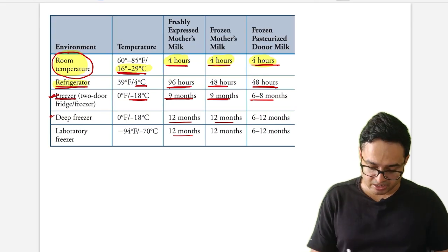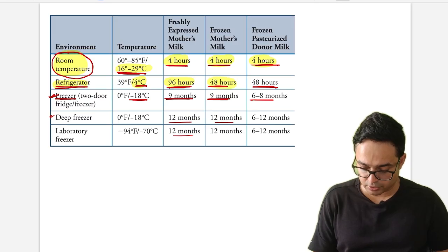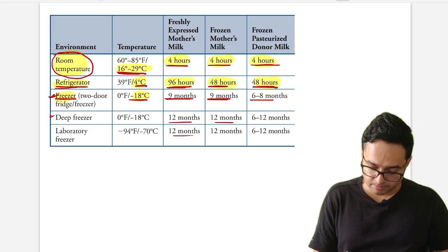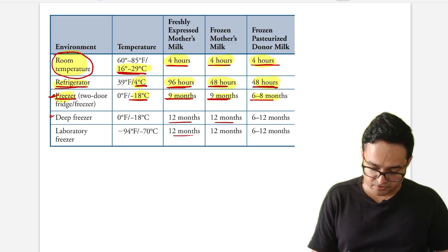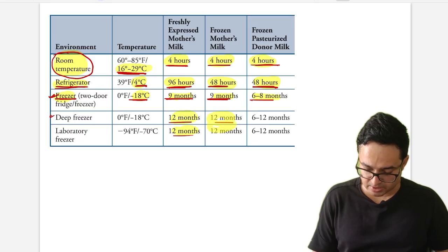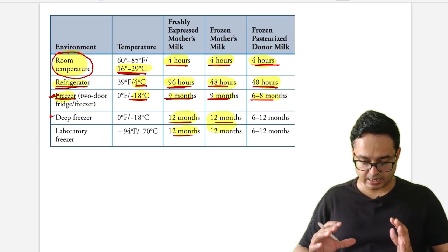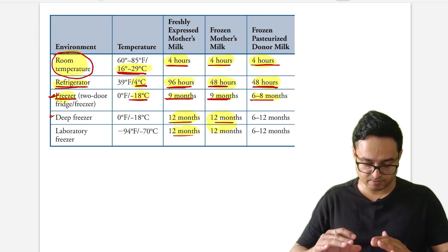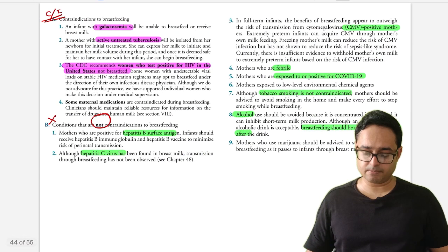Okay, in the refrigerator, if the temperature is 4 degree, fresh milk 96 hours, frozen milk 48, and pasteurized 48. Freezer, minus 18 degree, 9 months, 6 to 8 months, and deep freezer, laboratory freezer, 12 months they are giving. Nobody uses this, but these are basically the 12-month cutoffs. Okay, so you have to remember room temperature and refrigerator cutoffs for breast milk.